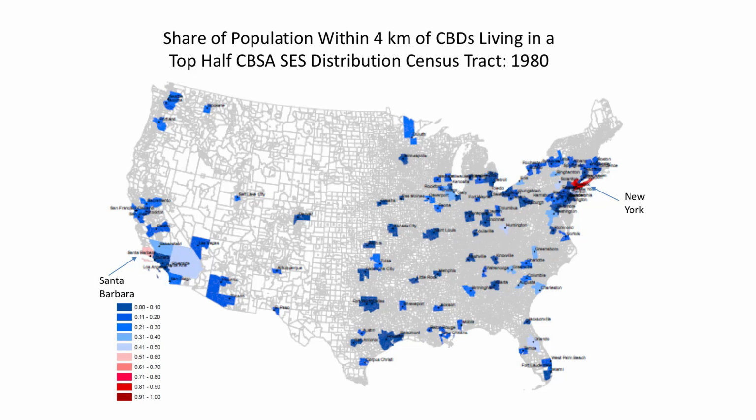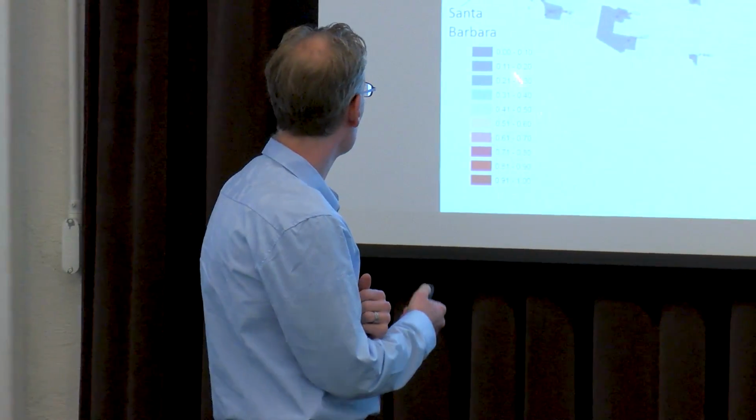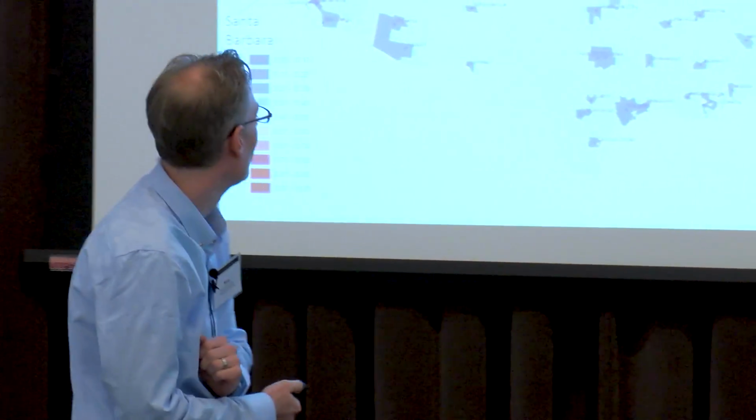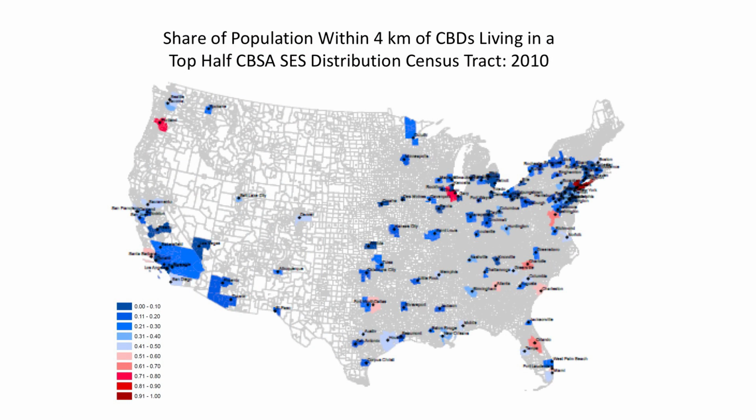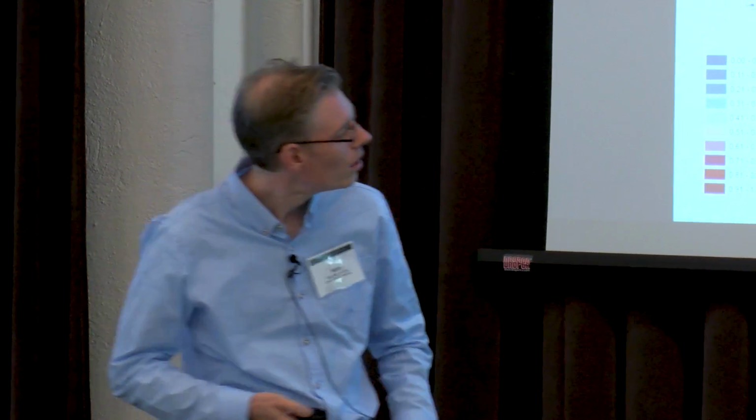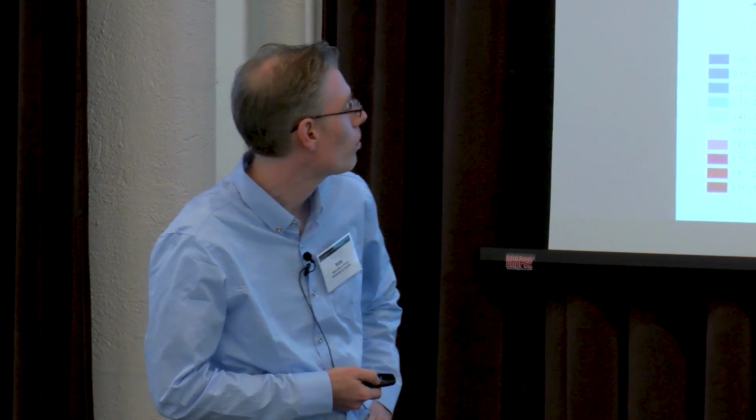So just to give you a sense of what this looks like, here is 1980, and these shadings are the fraction of the population within 4 kilometers that lives in a census tract that's in the top half of the socioeconomic status distribution. And you see a lot of very, very bright blue here, very, very low numbers. Except for New York and Santa Barbara, which are above a half. A few more cities by 2010. Chicago and Portland are notable in that they had downtown gentrification that got their downtowns to be more prosperous than the typical neighborhood in the metro.